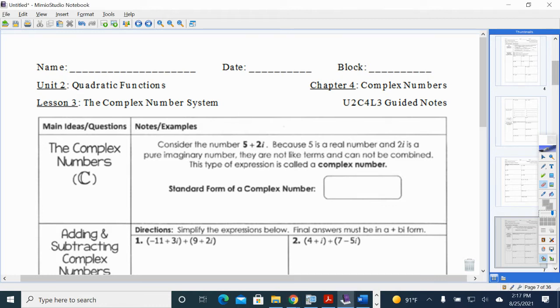And to put this in perspective for you, the real number system is a part of the complex number system. So if this box represents all of the complex numbers, the real number system is inside the complex number system. The complex number system is made up of all real numbers plus the pure imaginary numbers.